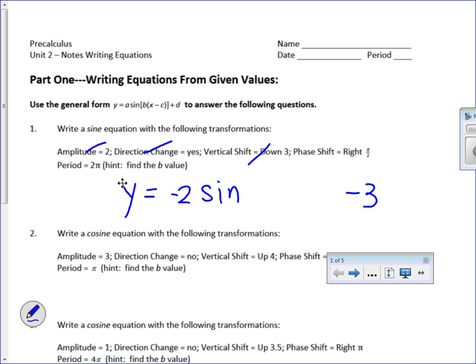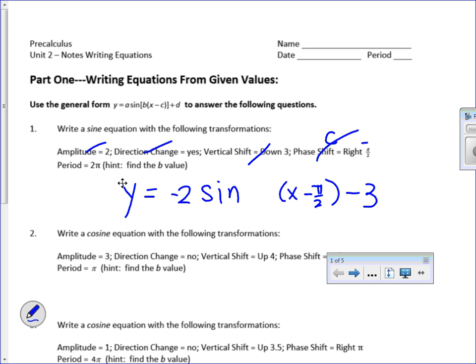Phase shift is your B or your C. It's the C. So we just said right 2 in parentheses would turn into what? Positive pi over 2 or negative? Negative because it's opposite. So minus pi over 2. Okay, did that.